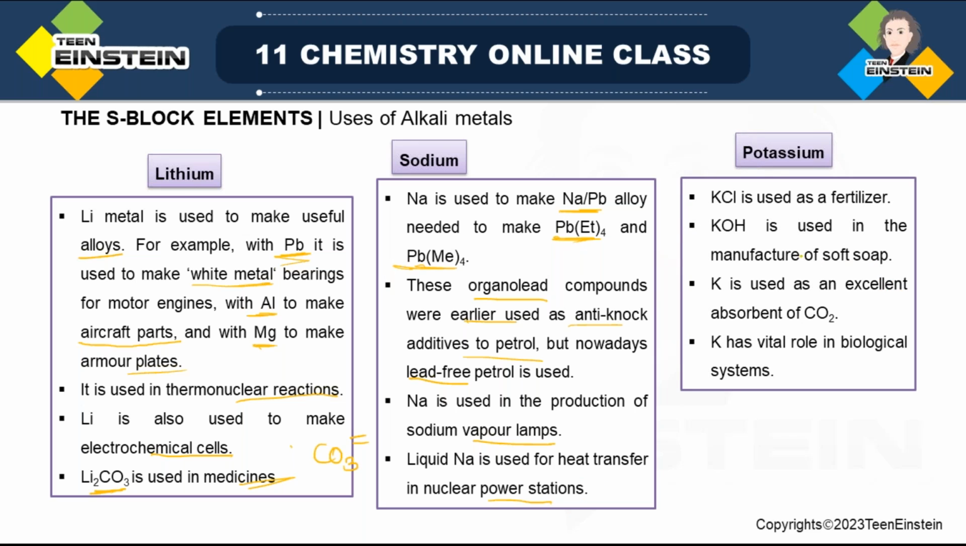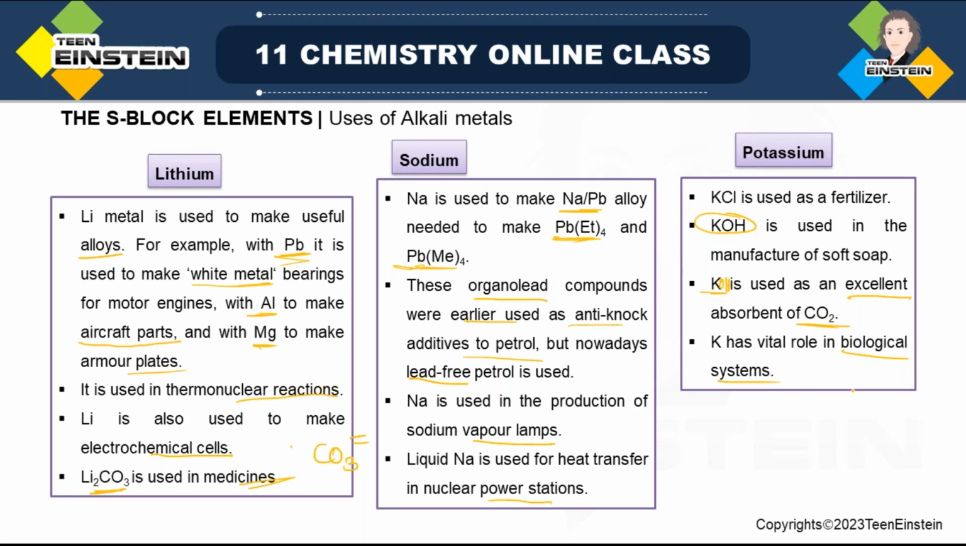KCl is used as fertilizer. KOH is used in the manufacturing of soft soap. It is a very good absorbent for CO2. Now, basically KOH is used, it should not be that K is directly used, the potassium hydroxide is actually used. And to make potassium hydroxide, obviously you need potassium. It is used for excellent absorption of carbon dioxide gas, and this use of KOH you will also see several times in other chapters. Potassium has a vital role in biological systems.